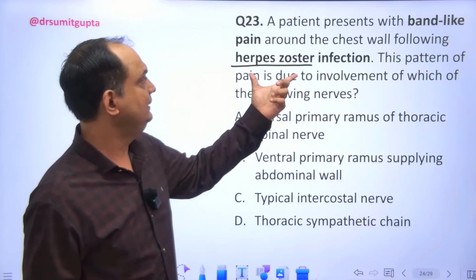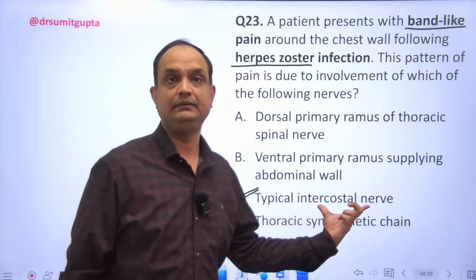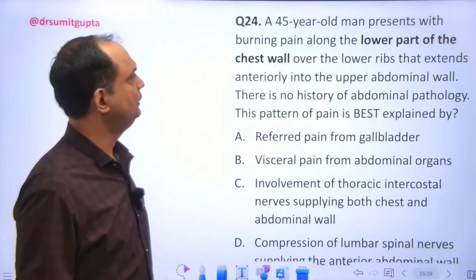these ventral rami are supplying your chest wall. And whenever there is a pain along the intercostal space, that means your viremia, your herpes zoster, is now spreading along the course of the typical intercostal nerve. Now, what is the next question?